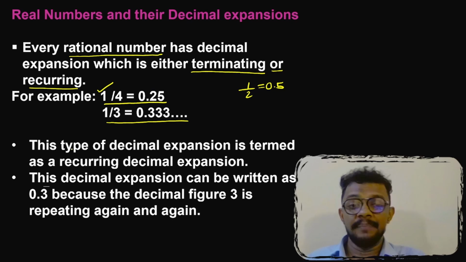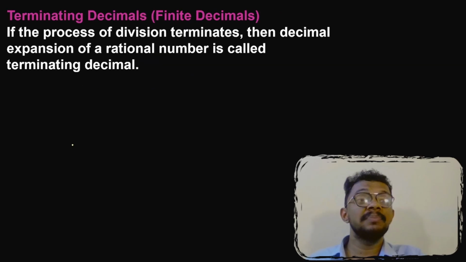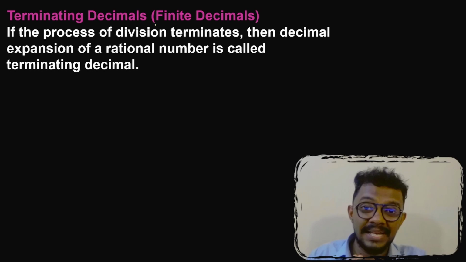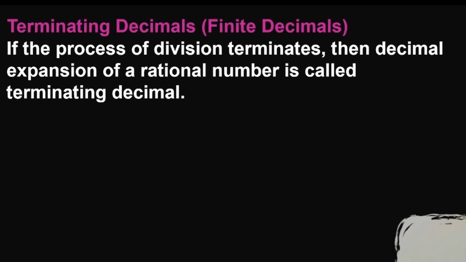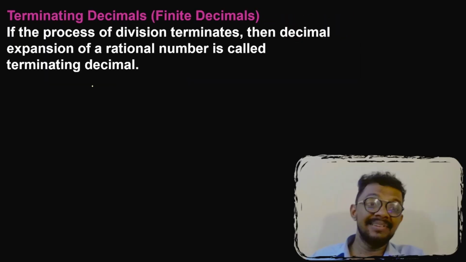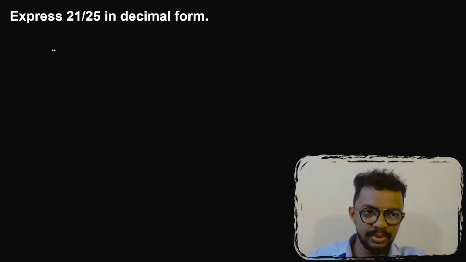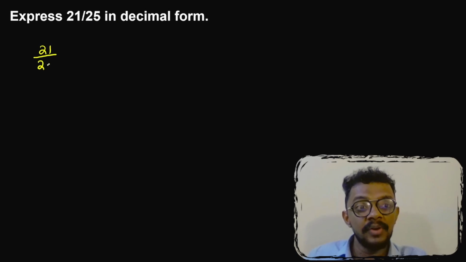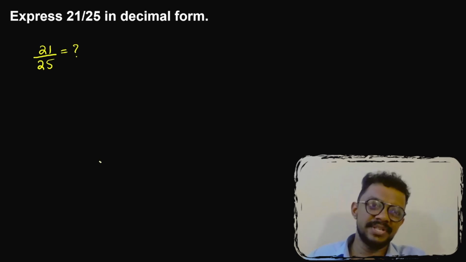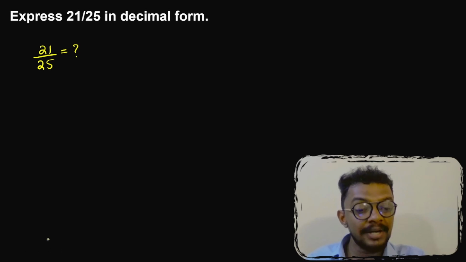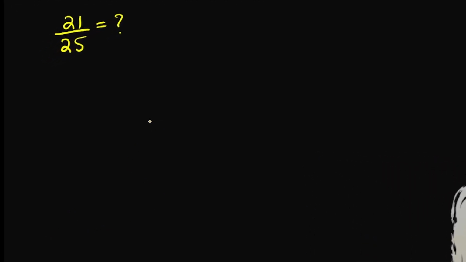Now I will give you some examples. First of all, terminating decimal expansion. If the process of division terminates, then the decimal expansion of a rational number is called terminating decimal expansion. I will give you some examples. Express 21 by 25 in decimal form. What is the decimal form of 21 by 25? That's the question. The strategy is long division. Usual long division, 21 divided by 25.